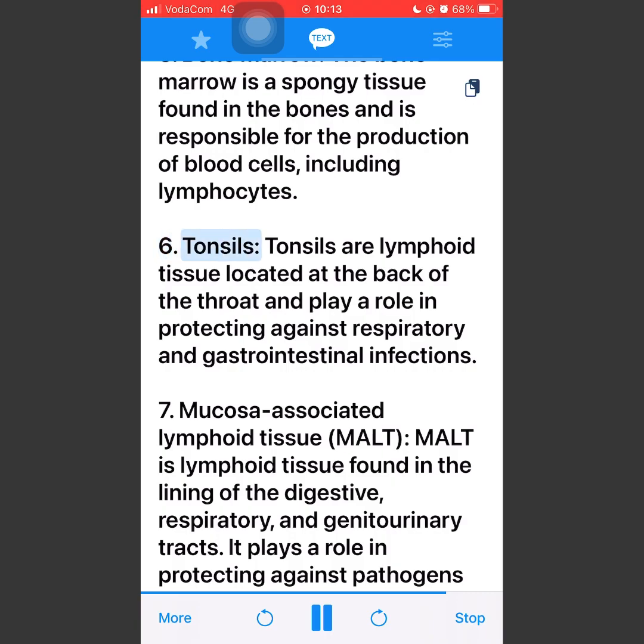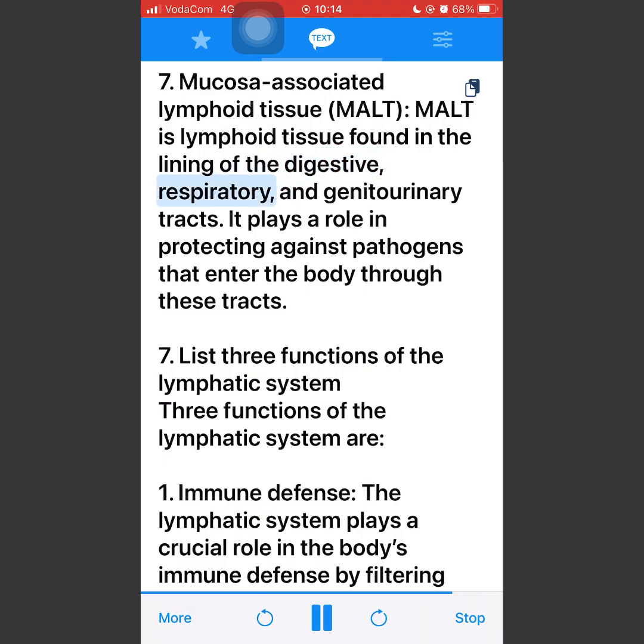6. Tonsils. Tonsils are lymphoid tissue located at the back of the throat and play a role in protecting against respiratory and gastrointestinal infections. 7. Mucosa-associated lymphoid tissue, MALT. MALT is lymphoid tissue found in the lining of the digestive, respiratory, and genitourinary tracts. It plays a role in protecting against pathogens that enter the body through these tracts.